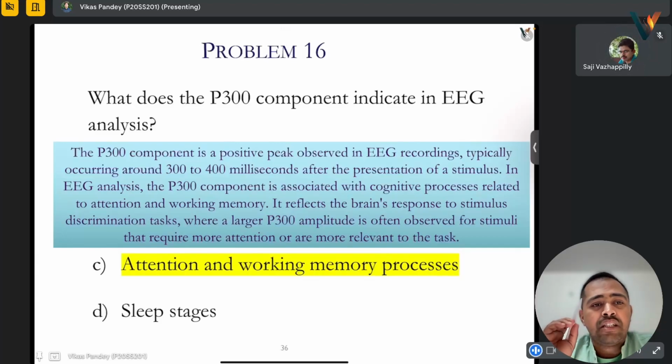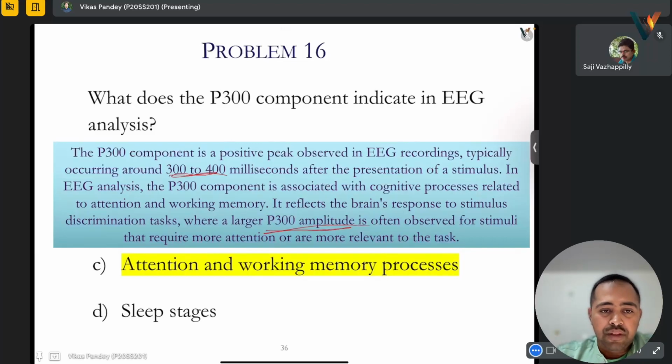P300 means the peak that occurs around 300 to 400 milliseconds after the stimulus is given. In EEG analysis, the P300 component is associated with cognitive processes related to attention and memory. It reflects the brain's response to a stimulus-discriminating task. If P300 has a larger amplitude, it requires more attention or is more relevant to the task. So it is about attention and working memory processes.